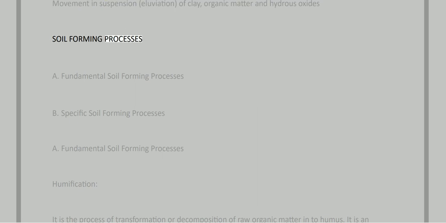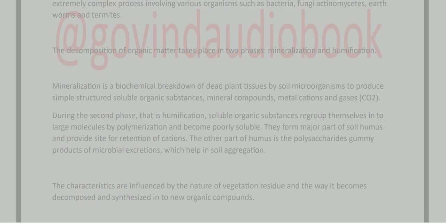Soil-forming processes. A. Fundamental soil-forming processes. B. Specific soil-forming processes. A. Fundamental soil-forming processes. Humification. It is the process of transformation or decomposition of raw organic matter into humus. It is an extremely complex process involving various organisms such as bacteria, fungi, actinomycetes, earthworms and termites. The decomposition of organic matter takes place in two phases, mineralization and humification.